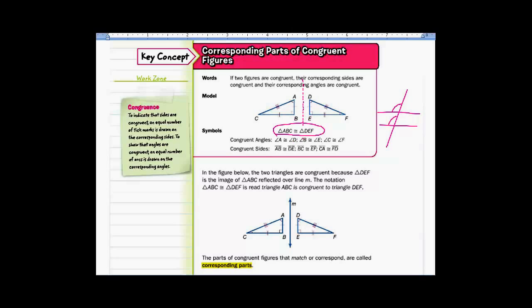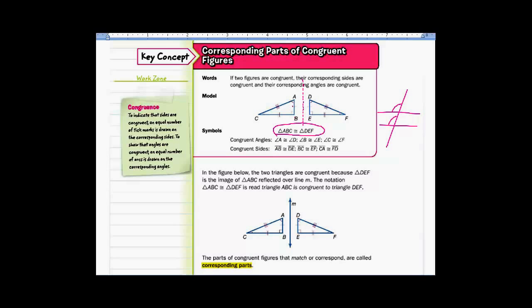B would match up with E. Angle B is congruent to angle E. C then would match up with F. You can also do it by sides. So if we look at side AB, that would match up with side DE. So we'd write that notation there.